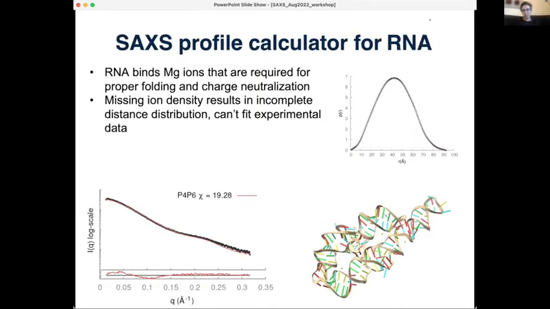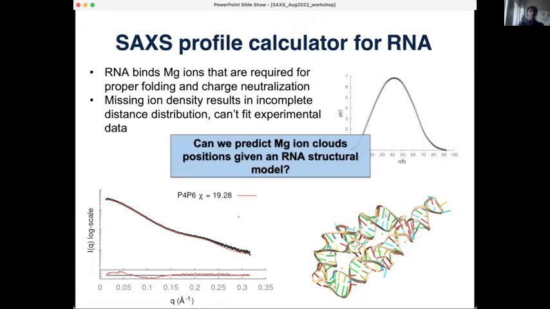And the last addition, which is very recent, and we are working on it with Michael right now, we are adding magnesium ions for RNA molecules. So RNA binds magnesium ions that are required for proper folding and charge neutralization. And obviously missing ion density can result in an incomplete distance distribution. So same story. And here you can see RNA doesn't have all the ions, and you can see that it doesn't fit the data very well.